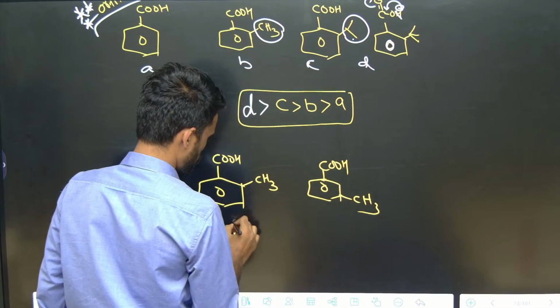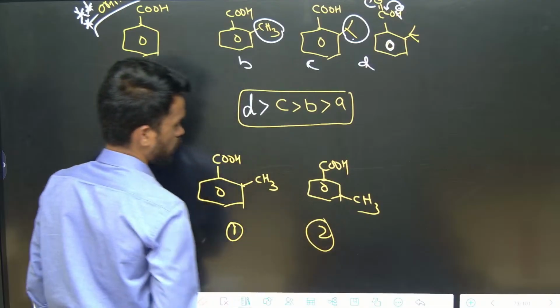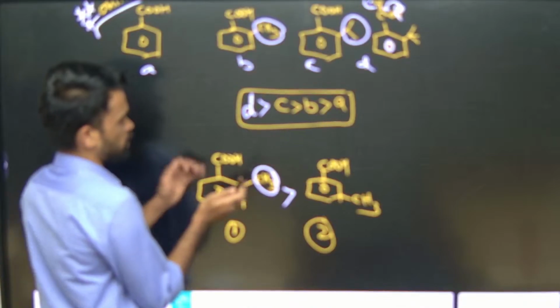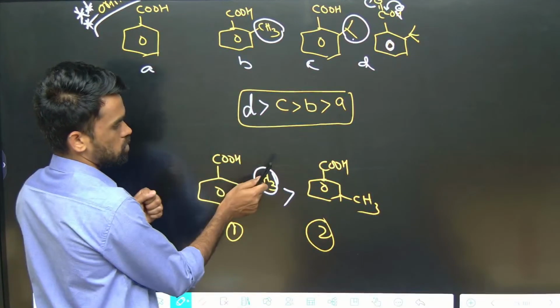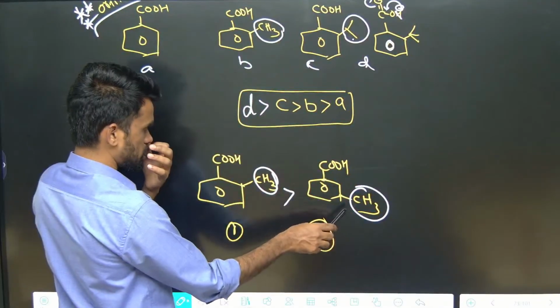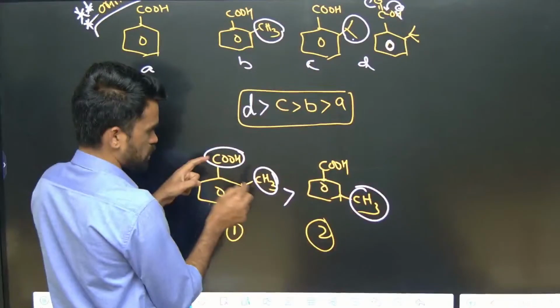Between 1 and 2, tell me. Yeah, again 1 is more acidic because it causes the ortho effect. I mean, it will avoid the cross conjugation. But here this is at meta, there is no such interaction, as we have seen here.